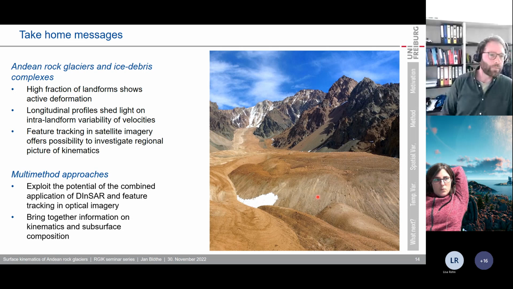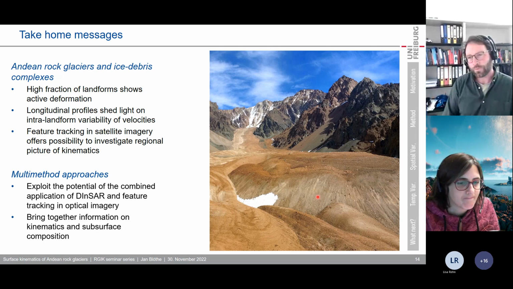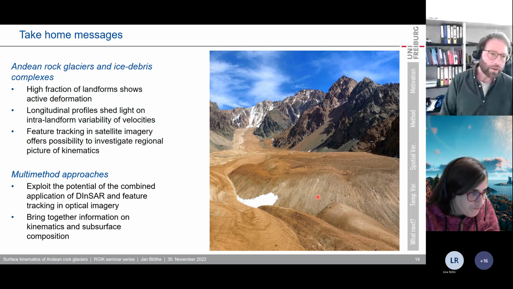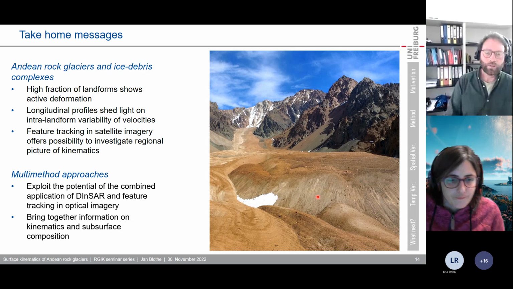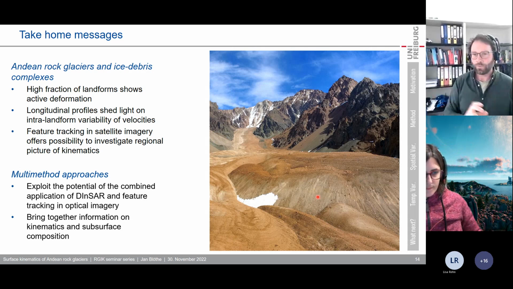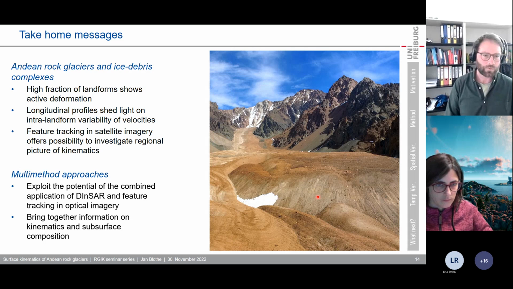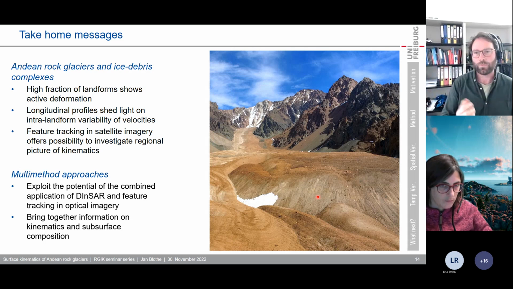And what I just wanted to show you with the last two examples from the European Alps, I guess it's very important that in the future we go to more rigorously combining our results from different methods, be it DInSAR with feature tracking and optical imagery, or even other kinematic information with subsurface information.